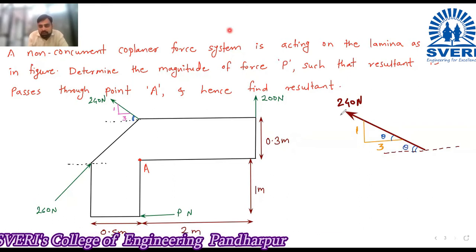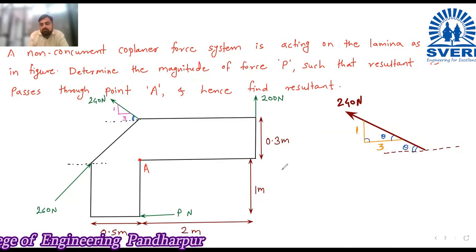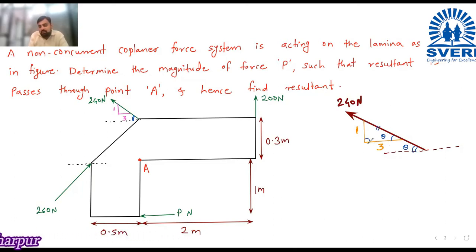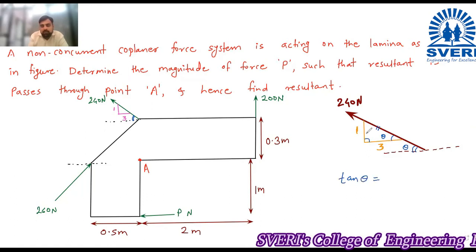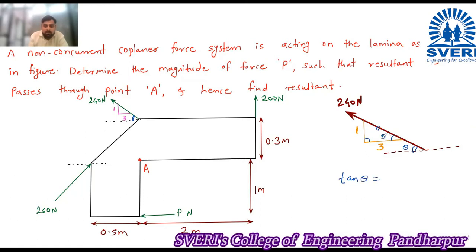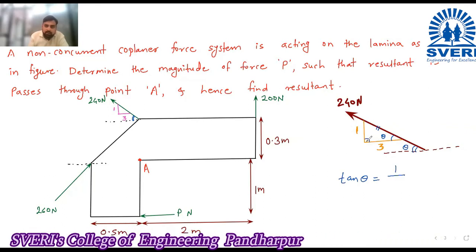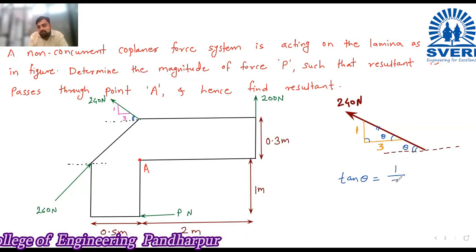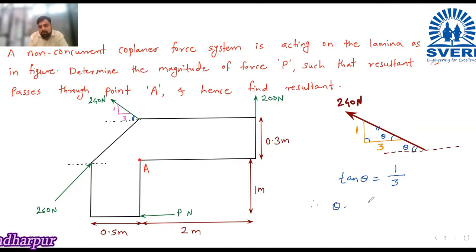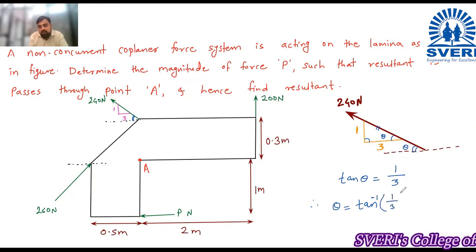Now if you consider this triangle, here is the angle 90 degrees. So this is the hypotenuse. Now in this triangle, if I use tan of theta, then it will be the opposite side. So what is the opposite side of theta? What is the opposite side of theta? It is 1, divided by the adjacent side, which is 3. If you solve this, you will get the value of theta. So theta will be tan inverse 1 by 3.